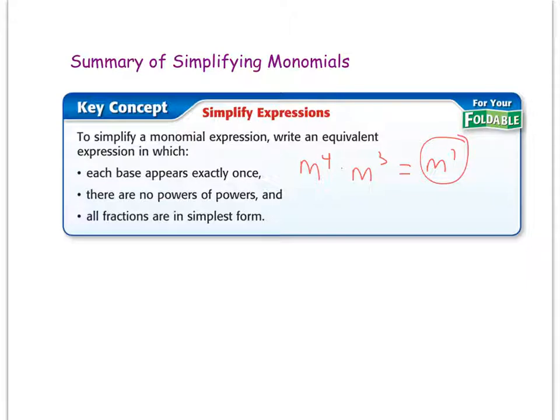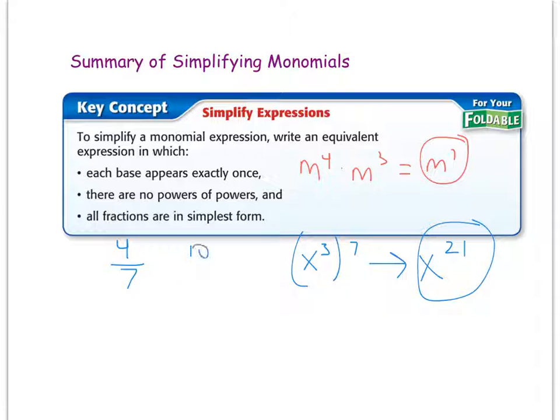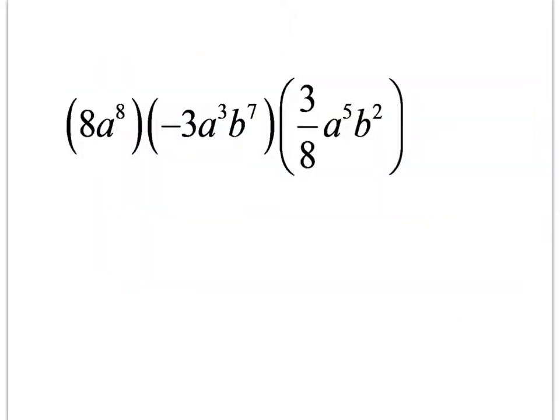And there are no powers of powers, so that could look like x to the third to the seventh, which simplifies as x to the 21st. And all fractions are in simplest form, so 4 over 7 would be a fraction in simplest form, but if we have 10 over 5, obviously we would change that to 2. So just going over a couple of rules to simplify monomials.